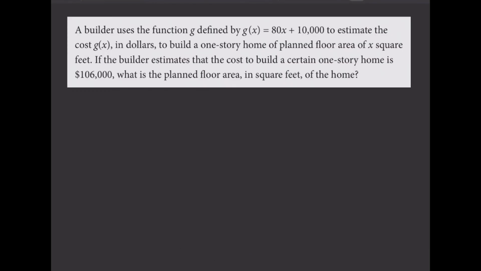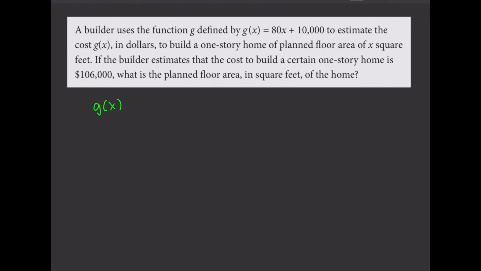The last question. A builder uses the function g, defined by g(x) equals 80x plus 10,000, to estimate the cost g(x) in dollars to build a one-story home of planned floor area of x square feet. If the builder estimates that the cost to build a certain one-story home is $106,000, what is the planned floor area in square feet of the home?